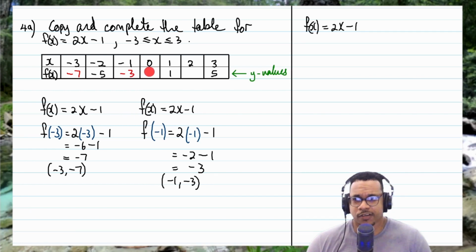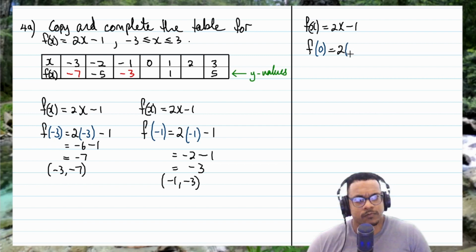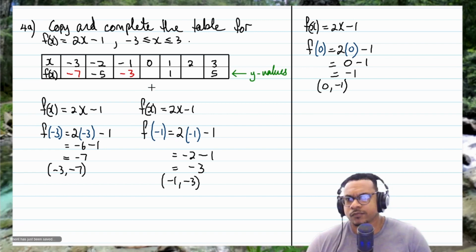So next I'll be working out the value of f of x when x is equal to 0. So I'll be replacing the x here with 0. So I'll have f of 0 is equal to 2 times 0 take away 1. Now any number multiplied by 0 is 0. So 2 times 0 will give 0, and then I'll have to take away 1, which will just be negative 1. So my ordered pair would be 0 and negative 1. So in my table under 0, I'll be writing negative 1.